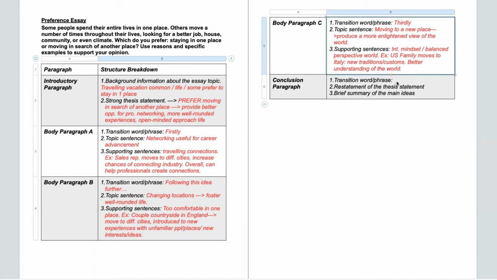Now we've got our conclusion paragraph. And here I'm really just going to write the transition word I'd like to use. So in this case, I'm going to say all things considered. This is a nice, unique way to open up your conclusion. And basically, for the restatement of your thesis statement and the brief summary, I am going to depend on what I've written in the essay. So I'm really not going to spend time writing this in the outline because it's already going to be written for me in the essay. So here I'm going to save some time. And there you go. This is how I go through my outline.